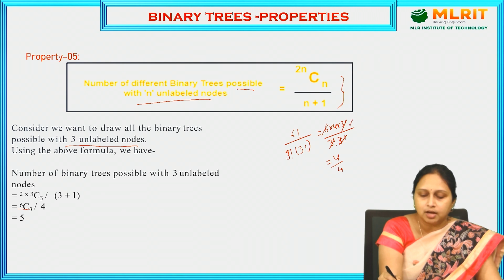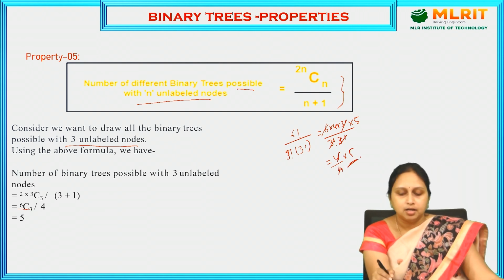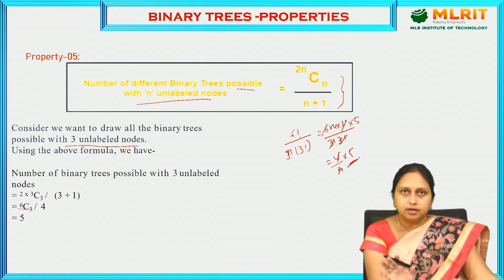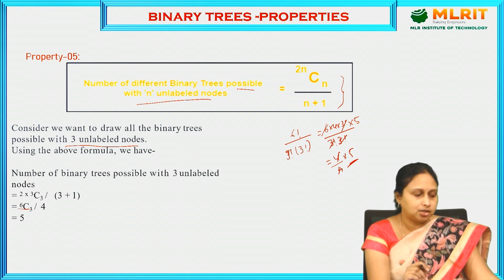Sorry, here you have 5, right? 6 into 5 into 4 into 3 factorial, right? Into 5, 4 will be cancelled. You are going to get the value as 5, right? That means 5 different binary trees can be constructed here.